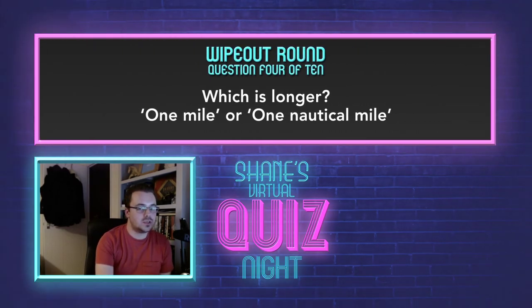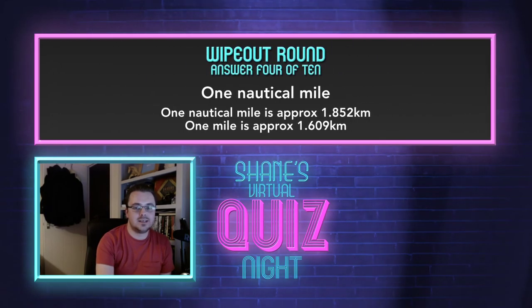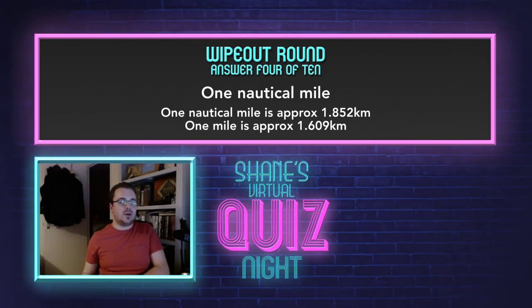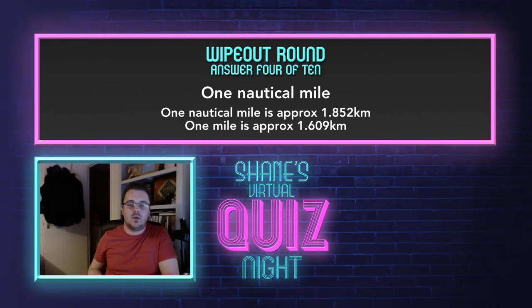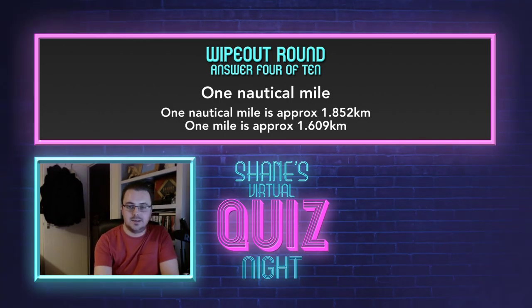Question 4, which is longer, 1 mile or 1 nautical mile? Correct answer is a nautical mile. A nautical mile is approximately 1.852 kilometers. 1 mile is approximately 1.6 kilometers.